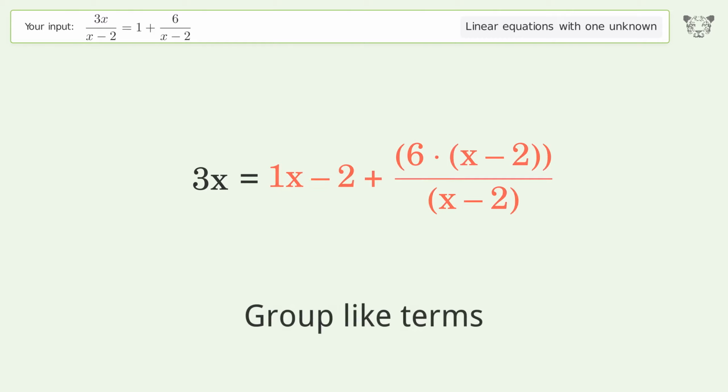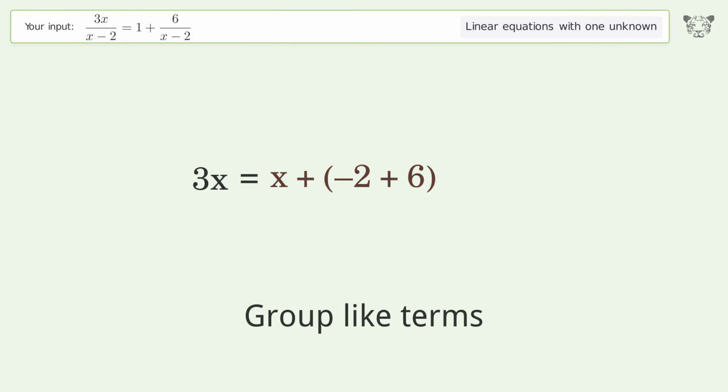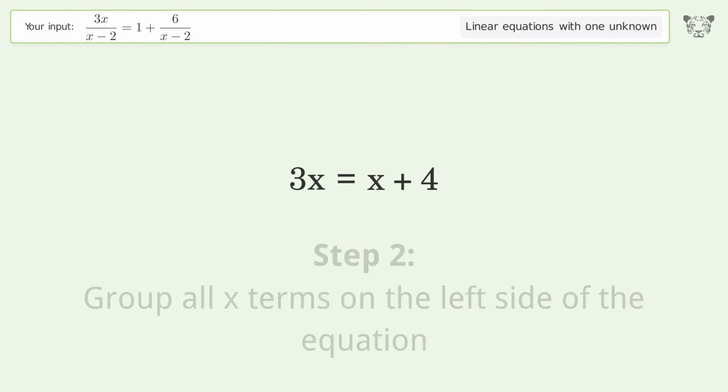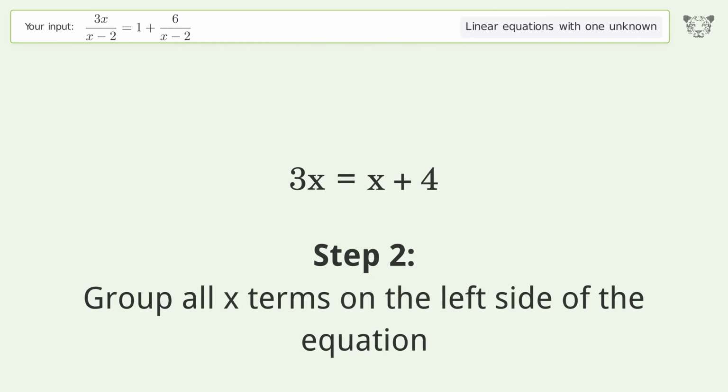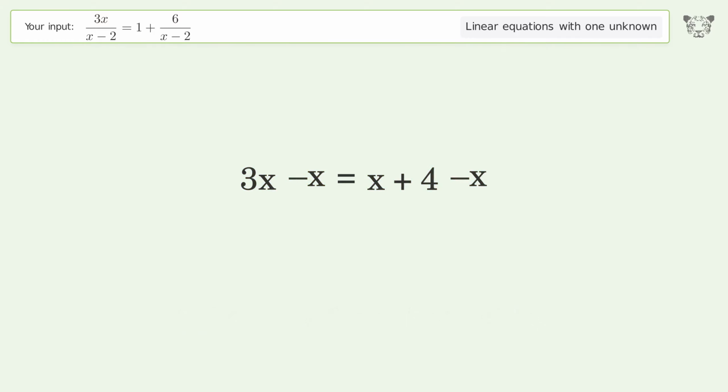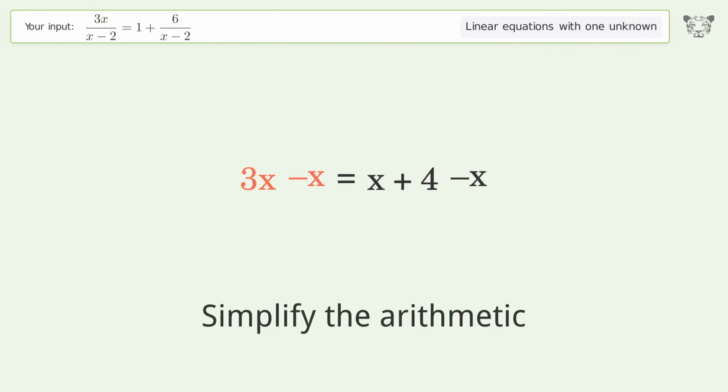Group like terms. Simplify the arithmetic. Group all x terms on the left side of the equation. Subtract x from both sides. Simplify the arithmetic.